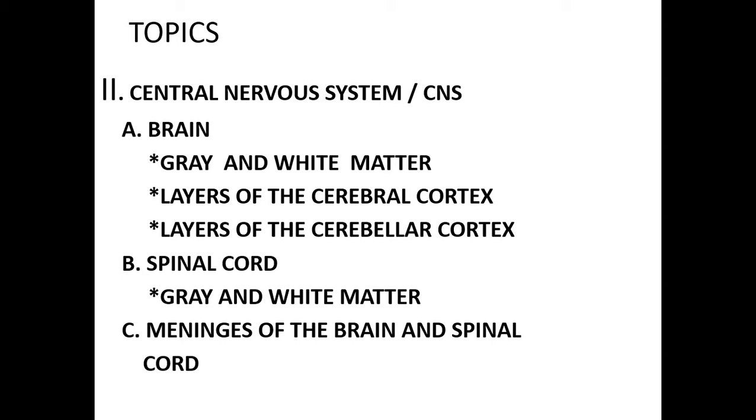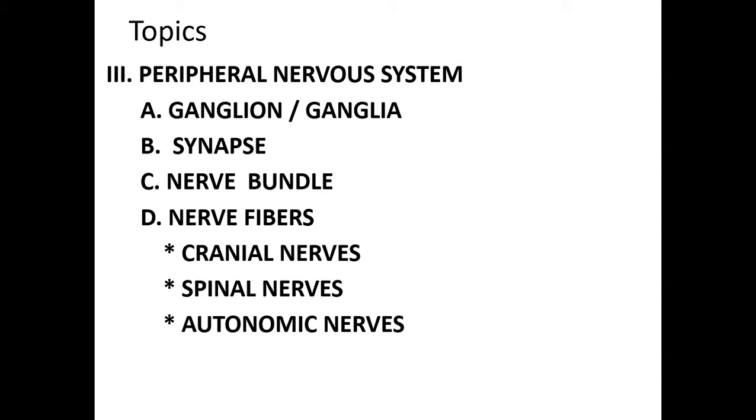Then another set of PowerPoint, we go into the central nervous system. We'll tackle here the brain and the spinal cord and the meninges that covers both the brain and spinal cord. Then lastly, that will be another set of PowerPoint. We'll go into the peripheral nervous system. Under this, we'll go into the ganglion or ganglia, the synapse, the nerve bundle, and the nerve fibers in the cranial, spinal, and autonomic nerves. We'll go into their histological characteristics, of course.